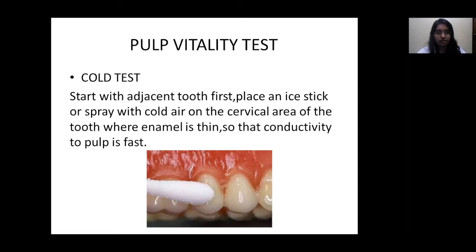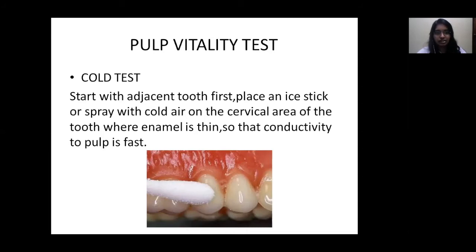So I will start with the cold test first. Cold test is the most commonly used test for assessing the vitality of pulp. It can be done in a number of ways. The most commonly used method for performing pulp testing is spray with cold air. The cold air is directed against the isolated tooth. The other method used in cold test is to wrap an ice piece in wet gauze and apply it to the tooth. The ice piece can be prepared by filling the discarded anesthetic capsules with water and placing them in the refrigerator.